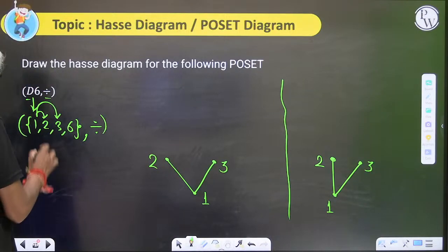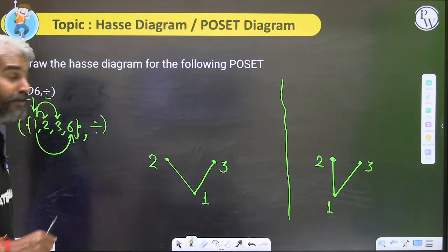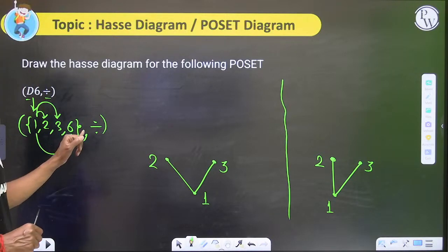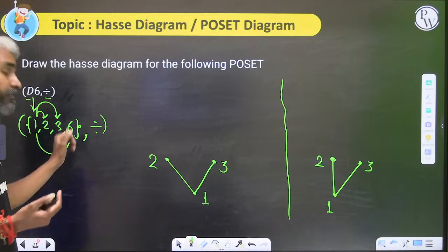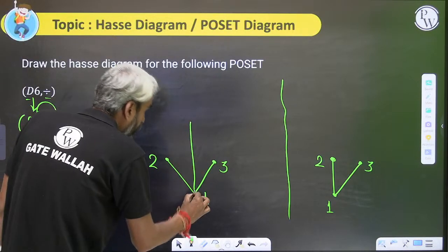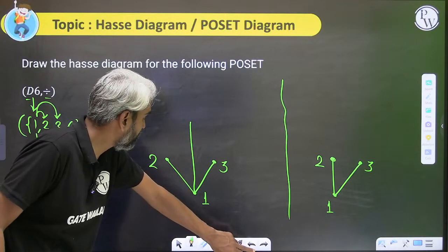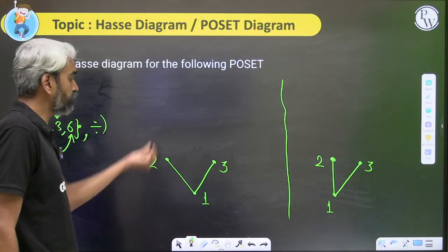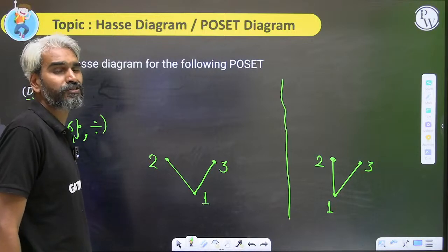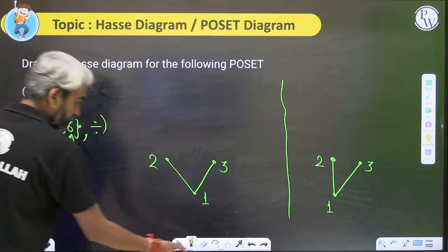Now, forget about this. Does 1 divide 6? Yes, sir, 1 divides 6. But there are elements such that 1 divides x and x divides 6. 1 divides 2, fine. 2 divides 6, fine. So there will be no direct edge between 1 and 6. We will not draw any such edge because 1 divides 2 and 2 divides 6, so 1 and 6 will be related transitively. Okay, we are done with 1.